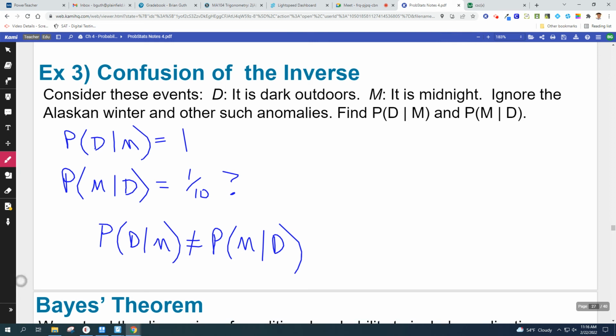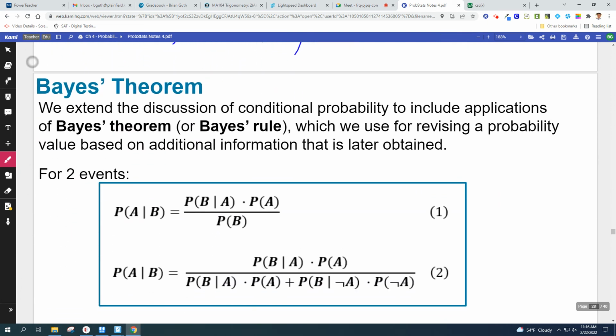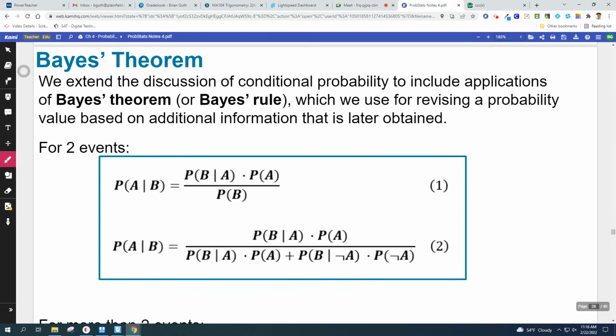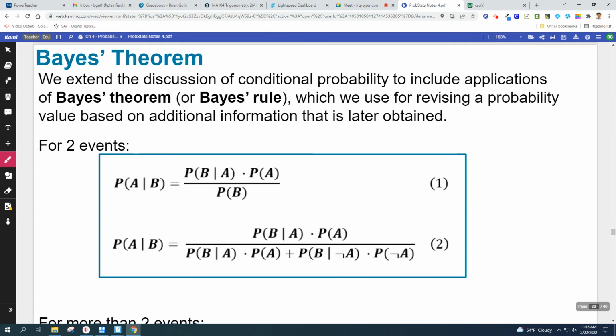Now, Bayes' theorem can get really confusing. If you look at these next couple of formulas coming up, it looks way more complicated than it actually is. But check it out. We extend the discussion of conditional probability to include applications of Bayes' theorem, which we use for revising a probability value based on additional information that is later obtained. And so the formula that this book likes to use is this one.